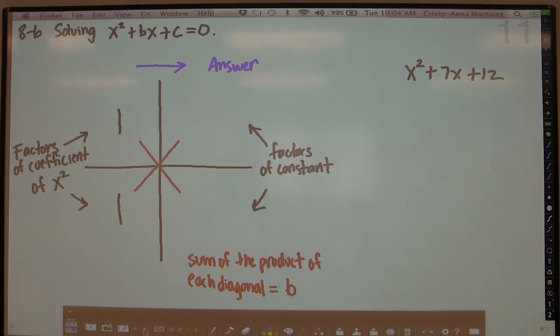Hello there, this is an Algebra 1 video. This is Chapter 8, Section 6, and today we're going to be applying what we've learned about the zero product property to solving quadratics of the form x squared plus bx plus c equals 0.